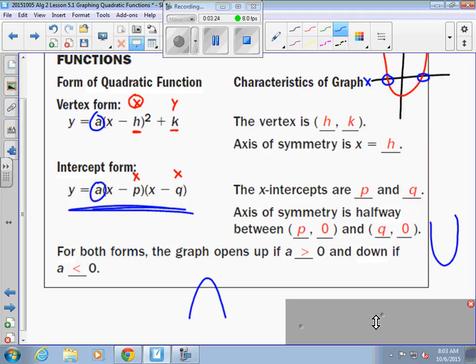So that's just two other forms. The first one we talked about was standard form, and we'll get plenty of practice at this. The other two are vertex form and intercept form. The vertex form is the more useful of the two, but both of them have their uses at times.